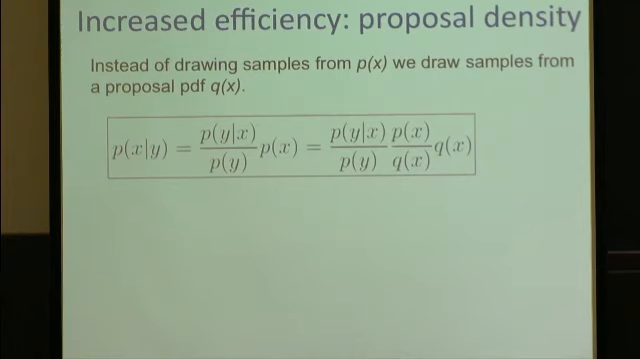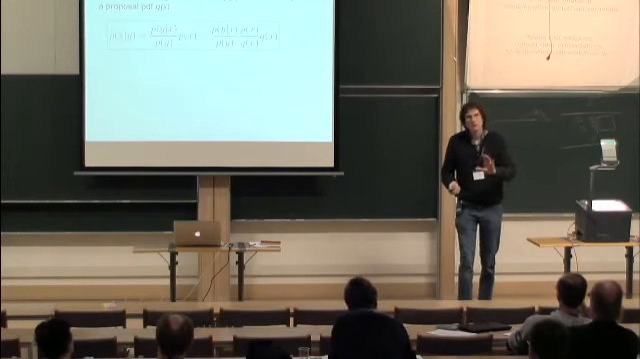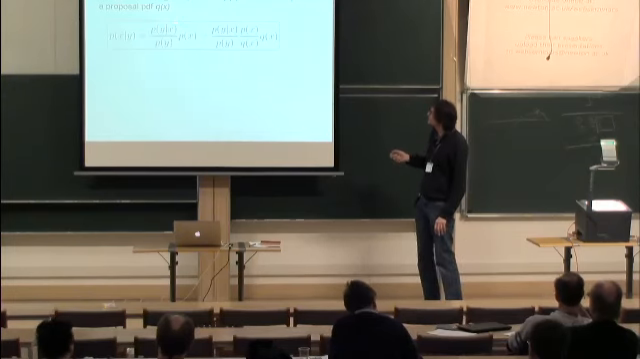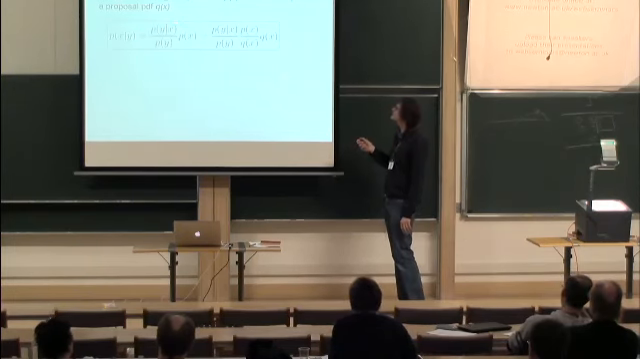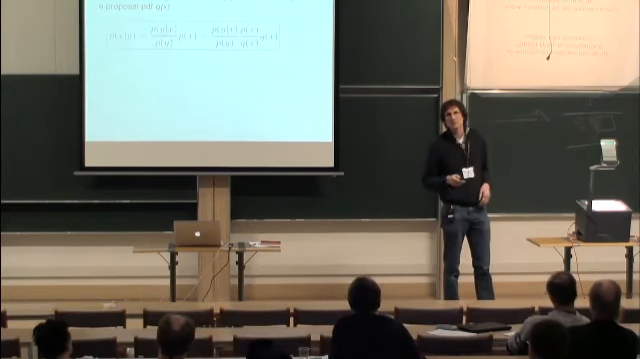As long as q is not 0 where p is non-zero. That's what I wanted to say. Now what I can do, instead of drawing my particles or my samples from p, is draw them from q. And I didn't put it here in the notation, I should have done. This q of x can actually depend on the future observations.